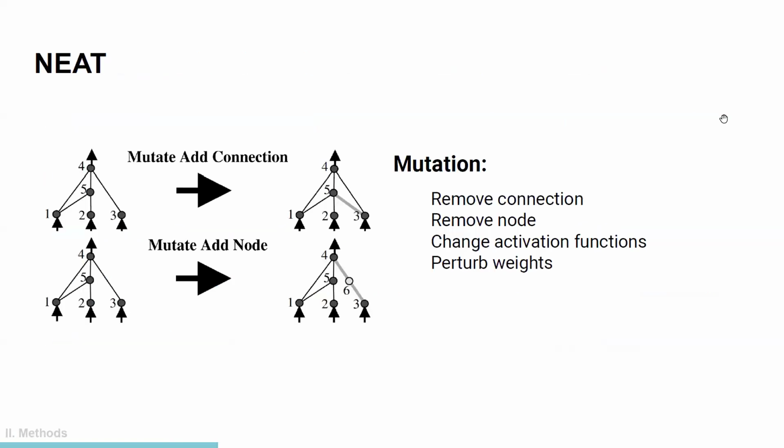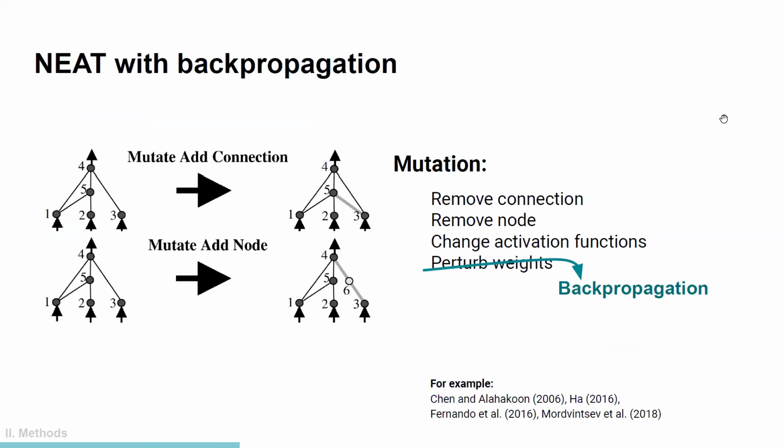So starting with NEAT as our kind of baseline here, NEAT is able to add and remove connections to a network. It's able to change those activation functions, and then the weights are usually mutated by perturbing them with some kind of random noise. In this case, though, we're going to replace that last step with backpropagation. So we're going to be updating just the weights with backpropagation.